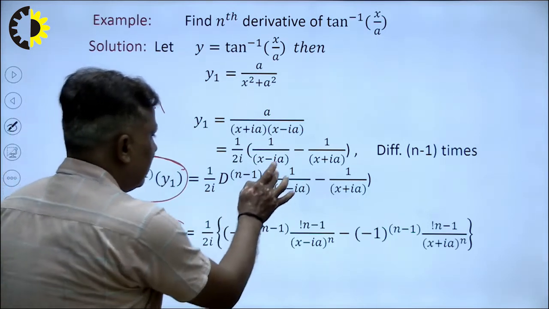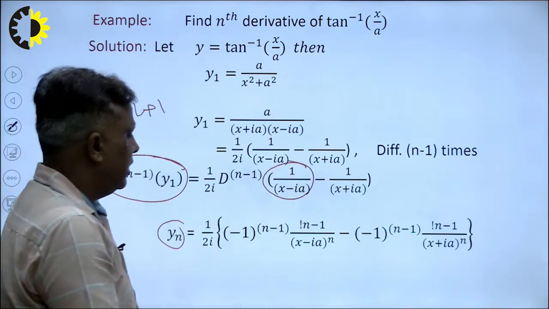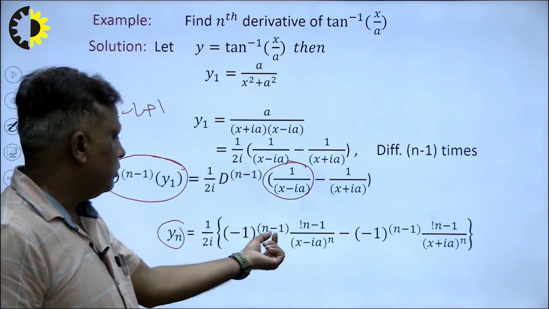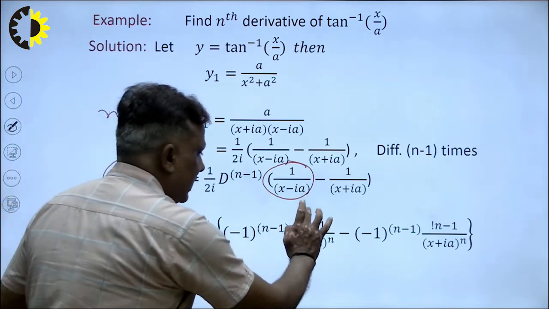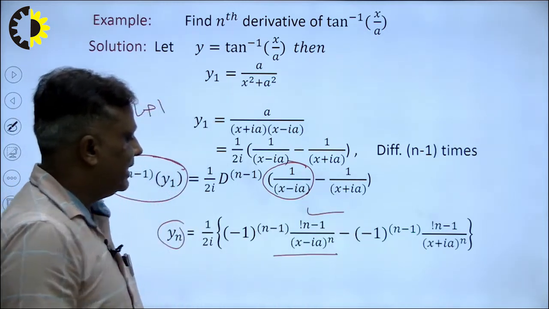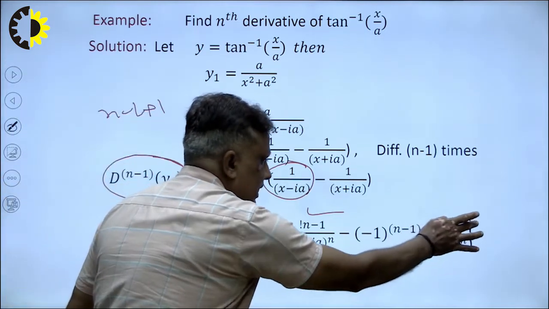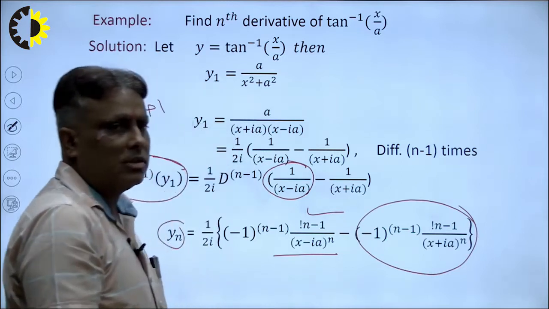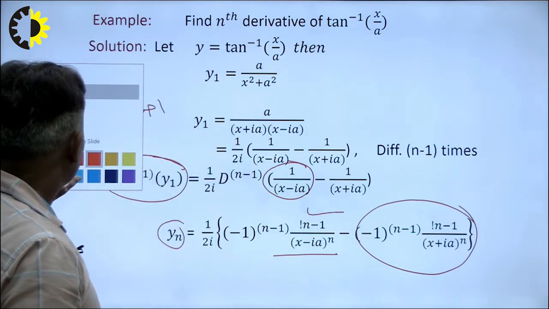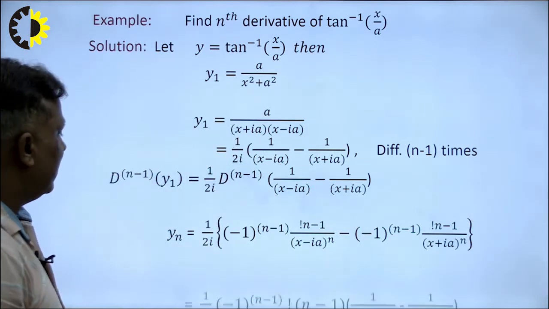Now the question is what is the formula of this n minus 1 times? So I write here minus 1 raised to the power n minus 1, factorial n minus 1 upon x minus a raised to the power n minus 1 plus 1. So I write here n. In the same way I apply it there and we get this result. In this way a student can apply the formula directly.